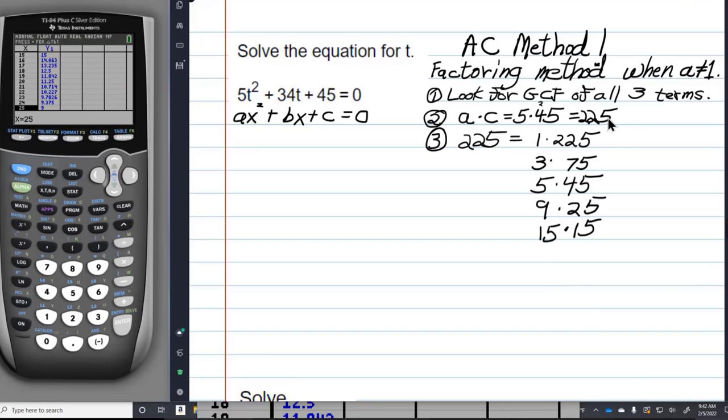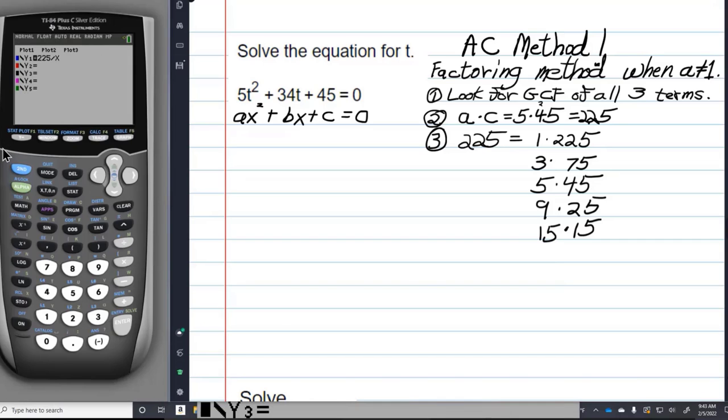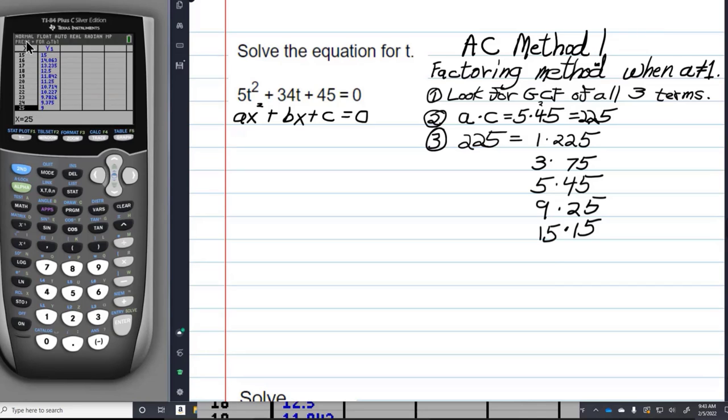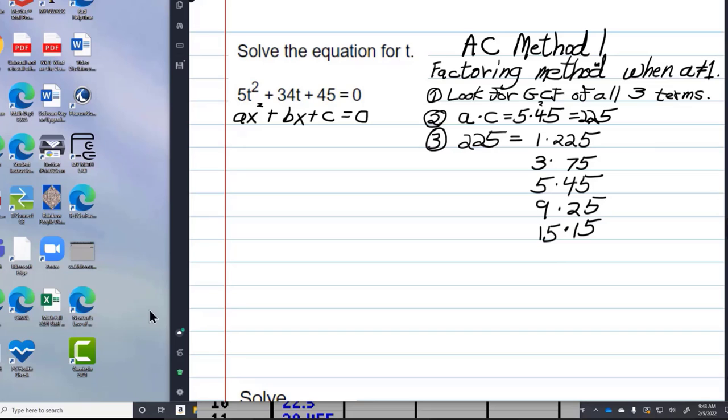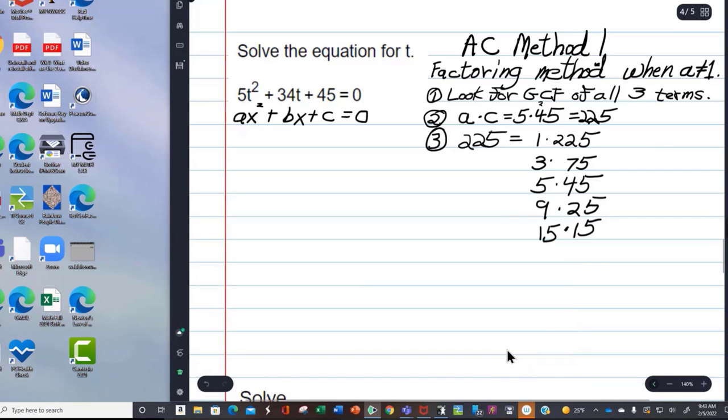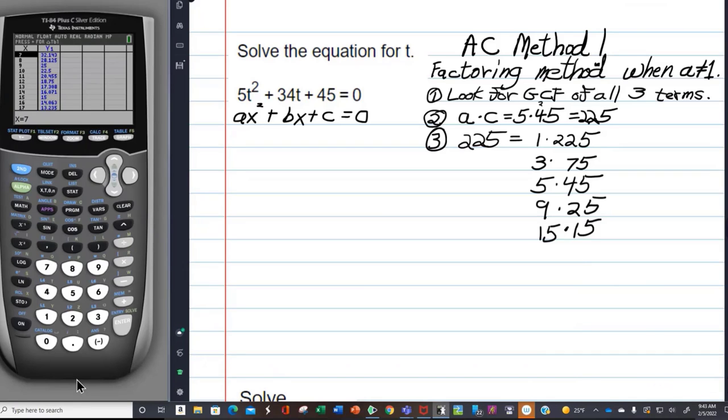So that is the easy way to get factors. You multiply A times C, you get a number. Then what I did was I went to Y equals on my calculator, and I went to Y1, that number divided by X. And then I hit second graph, which gives me the set of points. If I were graphing 225 over X, but I'm not. Okay, so that's a pretty handy little trick. It does speed things up a little bit. Now, glad I brought the calculator. We'll leave that there if we need it anymore.